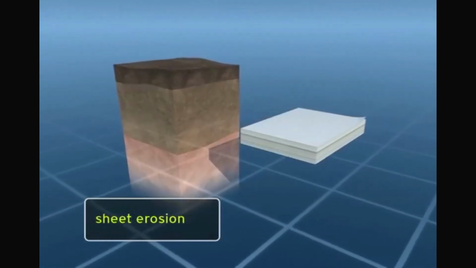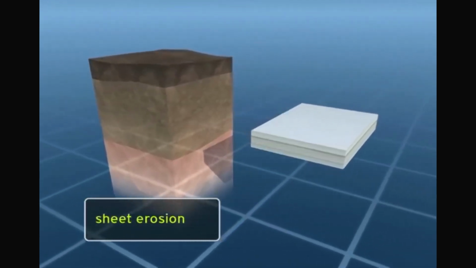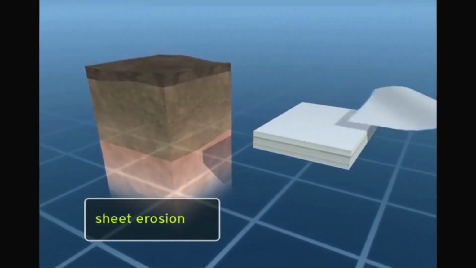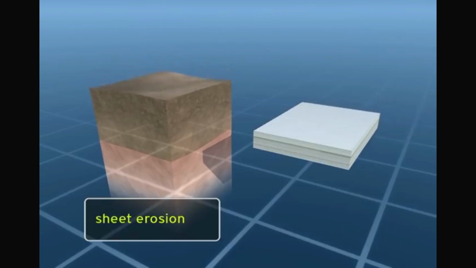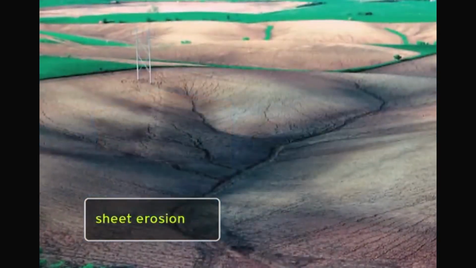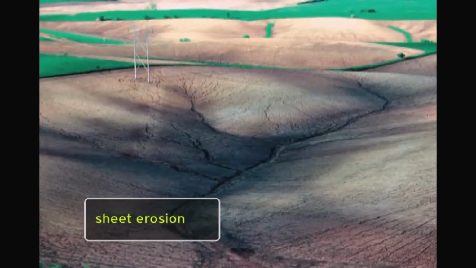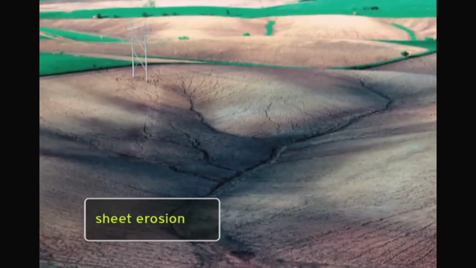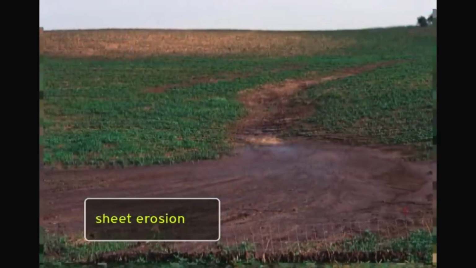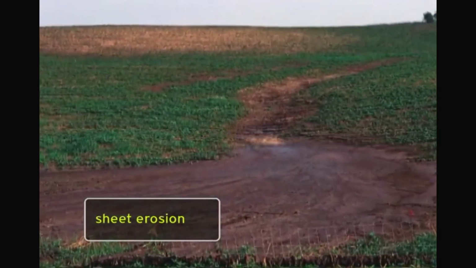Sheet erosion is a subtle type of erosion that can be very damaging over time. It involves the loss of thin, uniform layers of topsoil over the entire field. Soil loss can go almost unnoticed until many years have passed and the subsoil is exposed. By the time you notice the loss, the damage is already done.